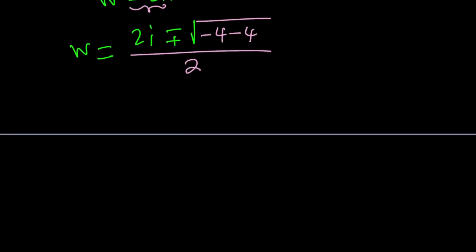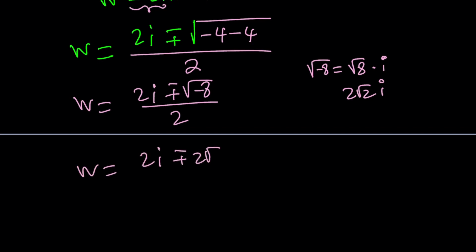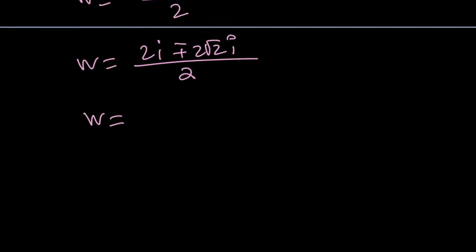Inside the radical, we have the square root of -8, which can be written as 2 root 2 i, because this is the square root of 8 times i, and of course plus or minus will take care of both square roots. So w can be written as 2i plus or minus 2 root 2 i divided by 2. Then divide everything by 2, and you're going to get i plus or minus root 2 i.